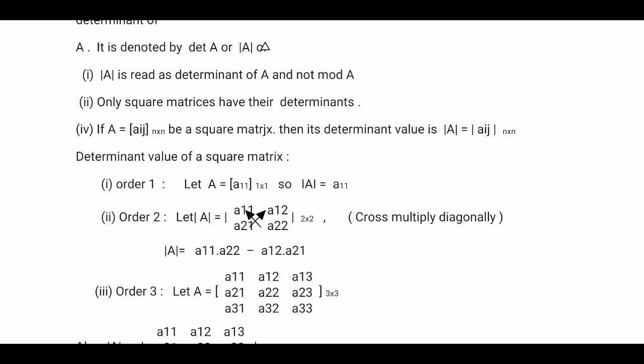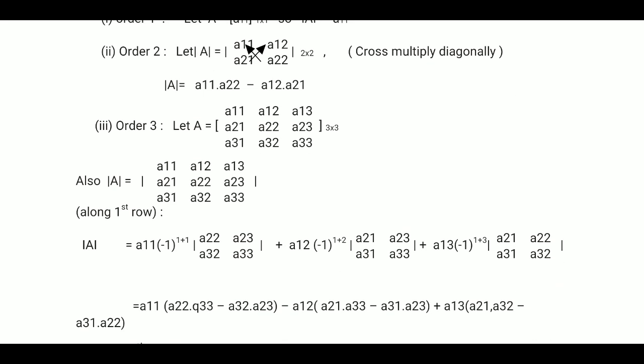Now, let there be a square matrix of order 2. Its value will be calculated by cross multiplying diagonally, left to right minus right to left elements. So, determinant A is equal to A11 multiply A22 minus A12 multiply A21. We get the result. Now, there is a matrix of order 3.